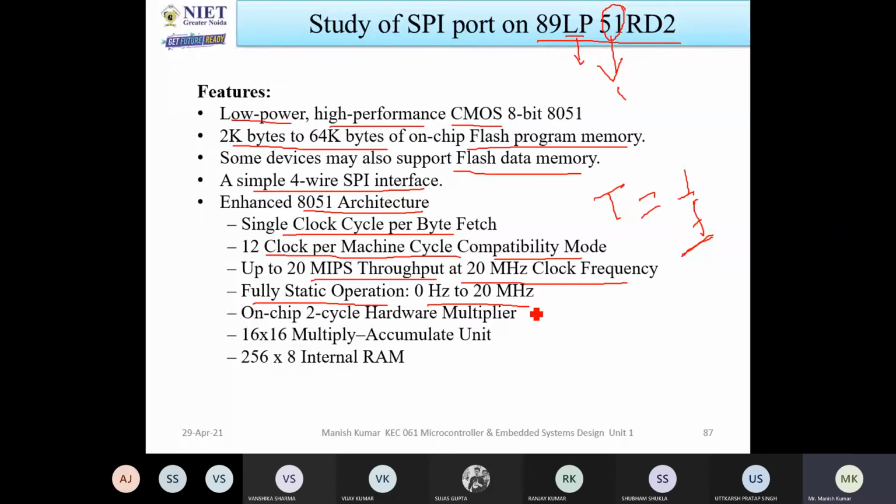It also has 2 hardware multipliers. All of you studied a multiplier in DLD. So there are 2 dedicated hardware multipliers on this 89LP51RD2, and also a 16x16 multiply accumulate unit and 256x8 internal RAM. This 256x8, 16x16 indicates the size of the data, the size of the multiplier, and the size of the internal RAM.